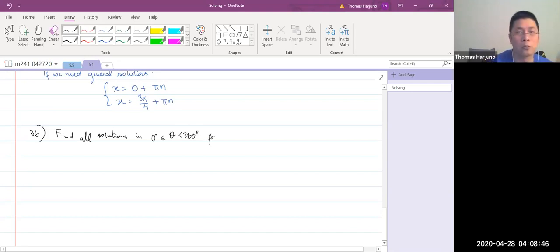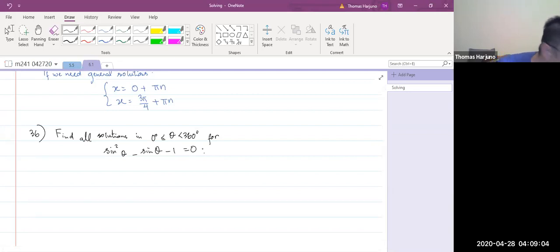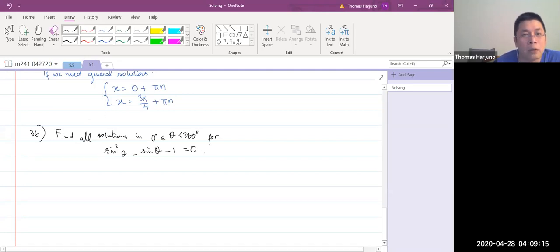For 36, sine squared theta minus sine theta minus 1 equals 0. Now they say here you will need to use the quadratic formula. Basically, it's not factorable, and round it to the tenth of a degree. Later on, apparently, we will need to use a calculator. Now, the way we solve that, I will use substitution first.